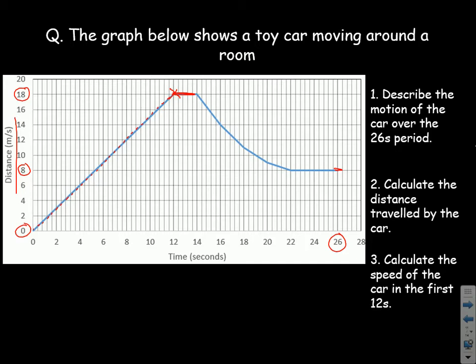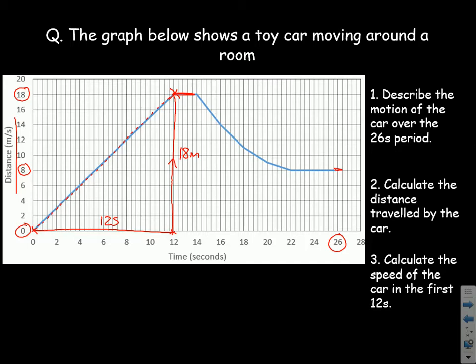So just like with the last one, we need to work out the gradient for speed. So it is rise over run. So what is our rise? It starts from 0 and travels all the way up to 18 meters. And the time frame is, well, it starts at 0 and 12. Therefore, we have 12 seconds.